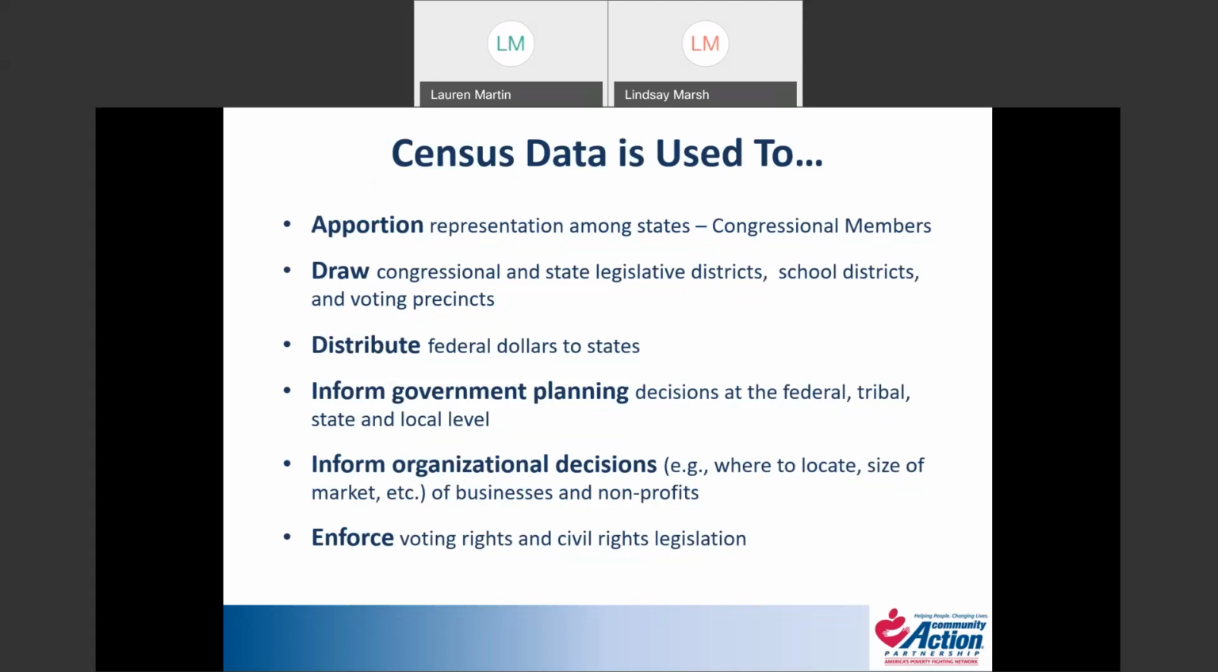Finally, census data is used to enforce voting rights and civil rights legislation to make sure that federal funding for those programs is allocated where they need to be, and to help evaluate federal programs and policies to ensure they are fairly applied and serve all people in our country. We've been doing the decennial census every 10 years since 1790, and it is a crucial part of how our democracy works. The bottom line, the census is how we can ensure that our communities receive the political representation and federal funding they deserve, and having the most accurate count possible is crucial.